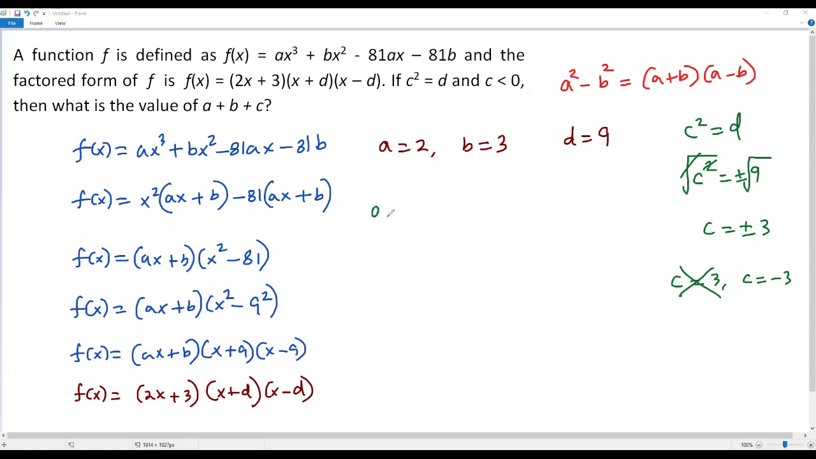Now let's evaluate the expression a + b + c. The value of a is 2, the value of b is 3, and the value of c is −3. Then 2 + 3 is 5, and 5 − 3 is 2. Now I have the value of the expression a + b + c. Its value is 2.